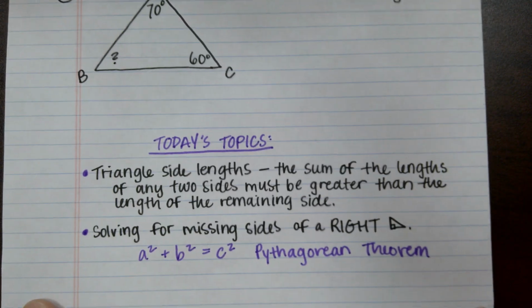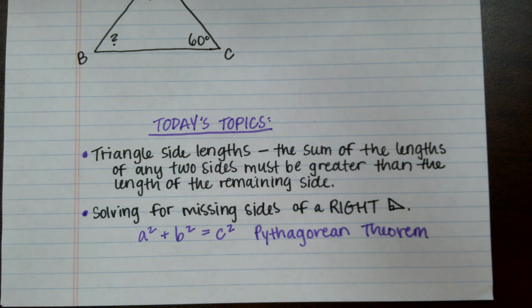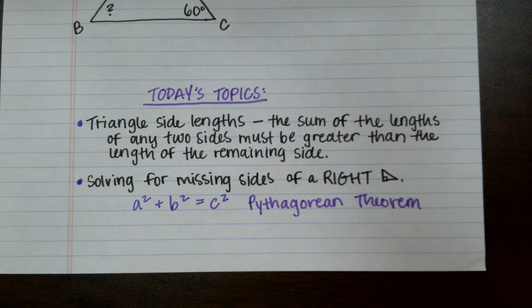So here's what we're going to talk about today. We are going to talk about triangle side lengths. We've been talking about angles a bunch, but we haven't talked about the sides yet. So something we're going to learn about today is that the sum of the lengths of any two sides of a triangle must be greater than the length of the remaining side. And that's going to make a lot more sense once we visualize that.